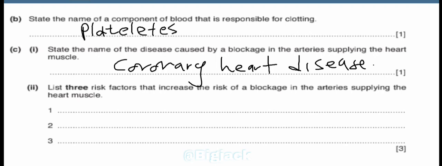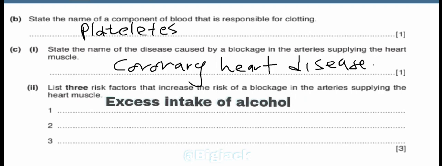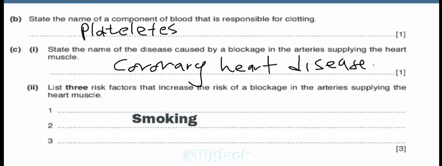Then as for Roman number 2, state 3 risk factors that increase the risk of a blockage in the artery supplying the heart muscle. So the first one, we are going to say excess intake of alcohol. So when you are taking too much alcohol, the coronary arteries are going to be blocked. Therefore, you are going to suffer from the disease called coronary heart disease. Then apart from that one, we are going to say smoking. So smoking also causes the blockage of the coronary arteries.